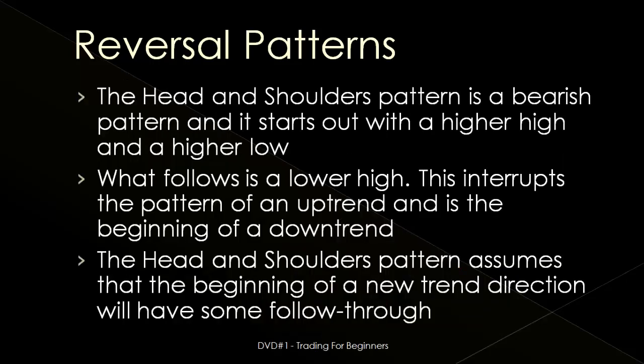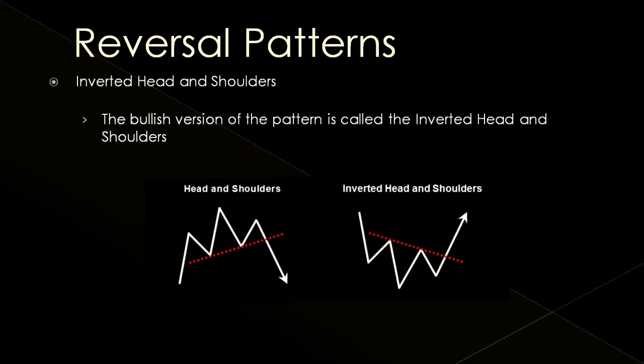The head and shoulders pattern is a bearish pattern, and it starts out with a higher high and a higher low. What follows is a lower high. This interrupts the pattern of an uptrend and is the beginning of a downtrend. The head and shoulders pattern assumes that the beginning of a new trend direction will have some follow-through. Let's take a look at the inverted head and shoulders. This is the bullish version of the pattern, and it is called the inverted head and shoulders.